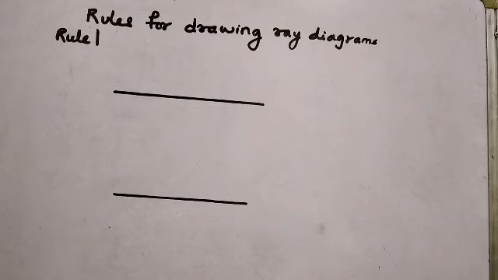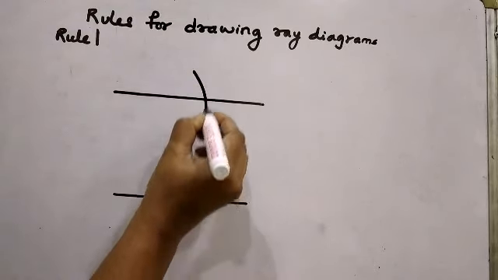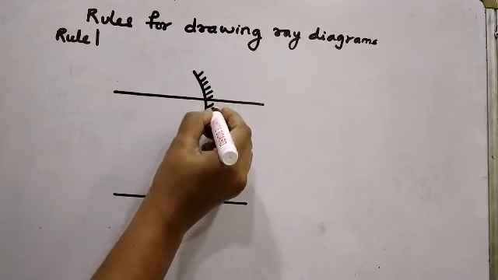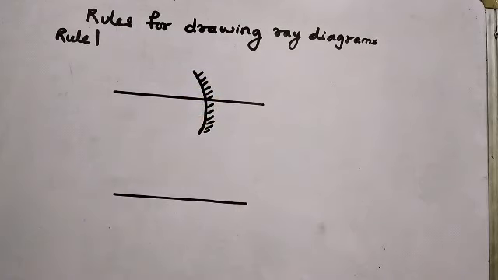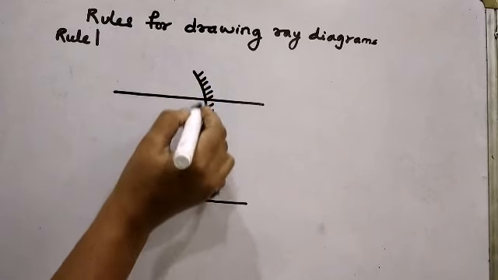Now the rule says that if I take a concave mirror, suppose this is a concave mirror where the outer surface will be silvered and the inner surface will be the reflecting surface. Silver is applied on this side, so reflection will happen from this side.